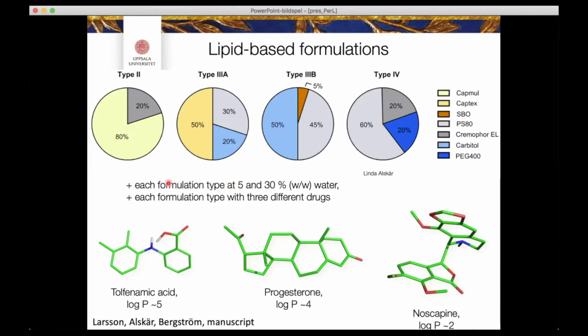We have simulated each of these formulation types at different amounts of water. I think there's also a 75% water simulation for these. And we have simulated each of these cases with 3 different drugs, tolfenamic acid, progesterone, and noscapine, selected because they have different partition coefficients, and also because they are different chemically: tolfenamic acid is obviously an acid, and the other ones are a basic drug and a neutral compound.